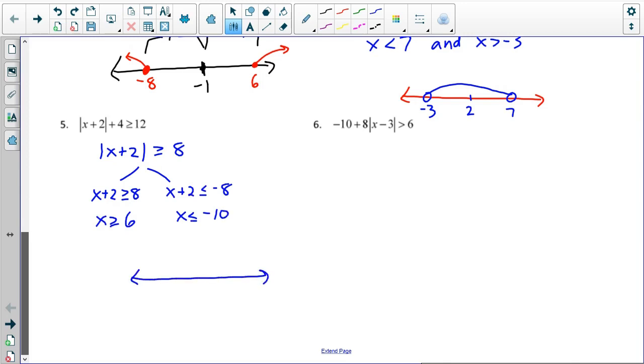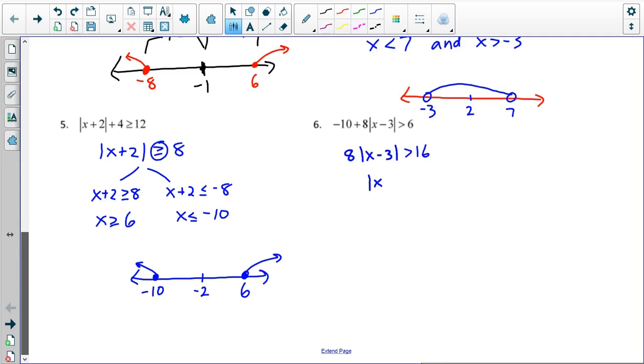So from the perspective of the geometry, my center is at -2, and my distance away is 8 in both cases. And since my distance has to be greater than 8, that means it has to be more than 6 and less than -10.